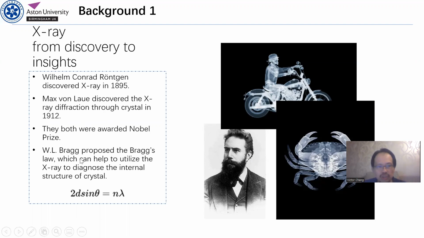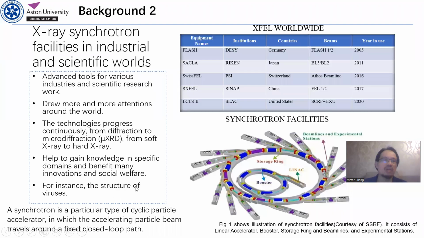Bragg proposed Bragg's law, which helps utilize X-ray to diagnose the internal structure of crystals, and it can be used in scientific research. X-ray in synchrotron facilities, in the industrial and scientific world, has been used in high energy physics and quantum physics in particular, to understand how particles move. A synchrotron is a particular type of cyclic particle accelerator in which the accelerating particle beam travels around a fixed closed loop path. So they can support a lot of scientific research.